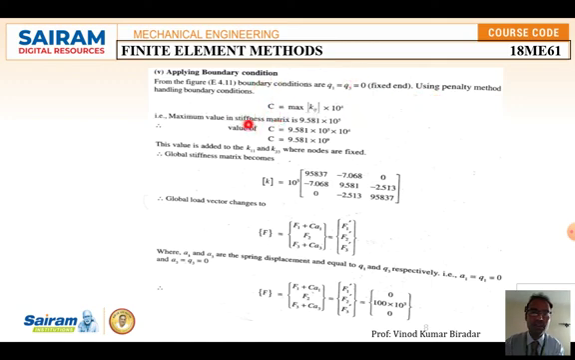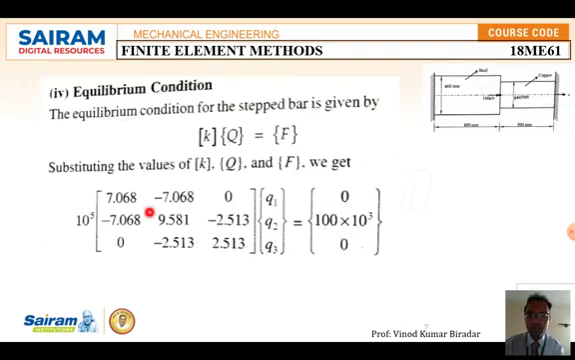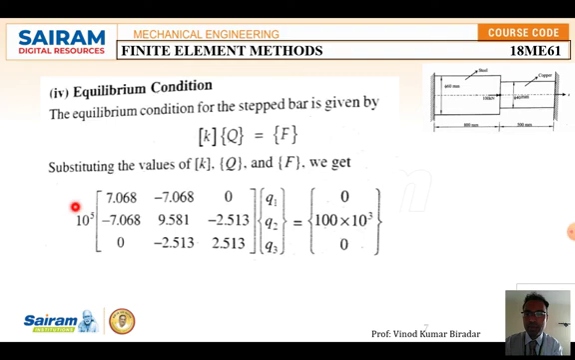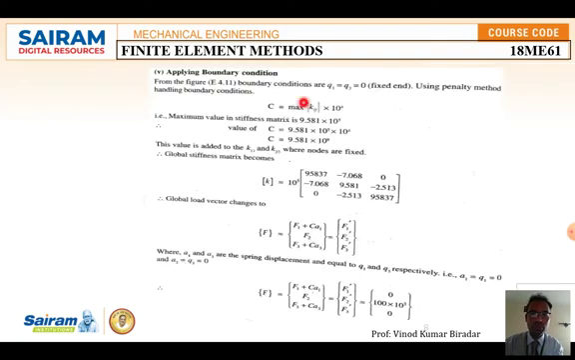That is the penalty method: C is the maximum of Kij into 10 to the power of 4. The maximum value of the stiffness matrix is 9.581 into 10 to the power of 5, which is the maximum value from the global stiffness matrix, look at this diagram. So substitute here 9.581 into 10 to the power of 5, into 10 to the power of 4. If you simplify, C is equal to 9.581 into 10 to the power of 9.